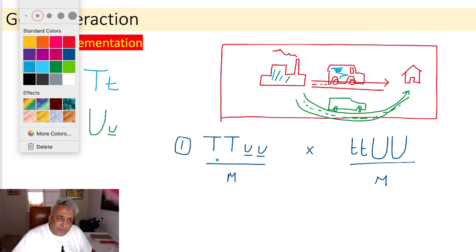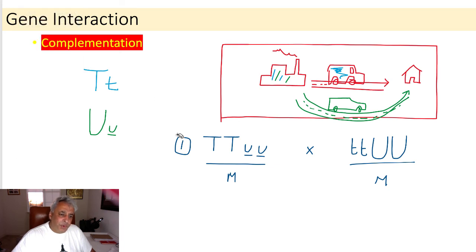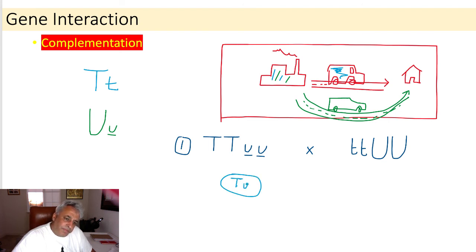So the gametes from this side, let's get rid of the M because it's in the way. Right, so let's go back to the pen. So the gametes from this individual are going to be big T, small u. Remember, the gametes can carry only one of each letter, one T and one U. And there's no other choice, right?